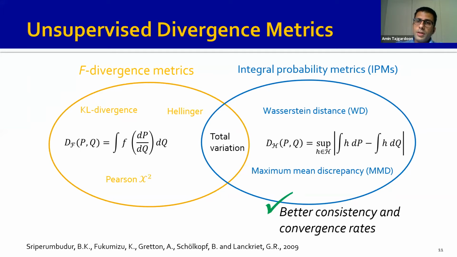Divergence between distributions is typically estimated empirically from samples drawn from those distributions. Popular metrics for distribution divergence are F-divergence metrics such as KL divergence, and integral probability metrics or IPMs, including maximum mean discrepancy and Wasserstein distance. It has been shown that IPM estimators have better consistency and convergence rates compared to F-divergence estimators. Therefore, in this study, we use IPMs as divergence metrics.